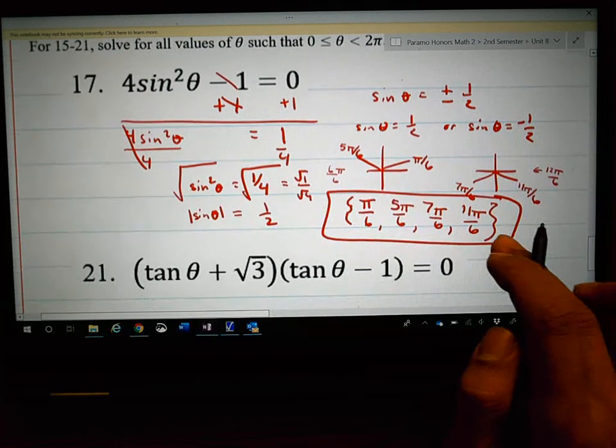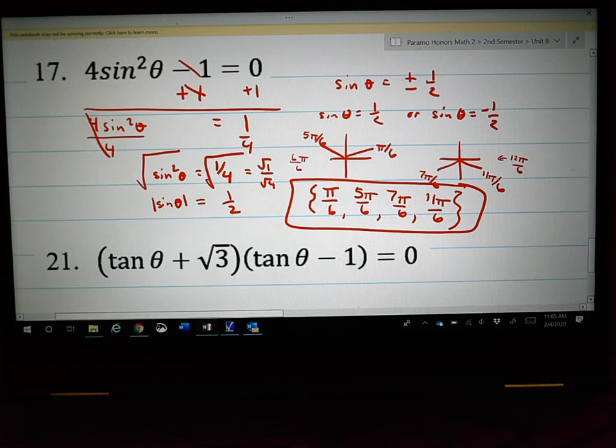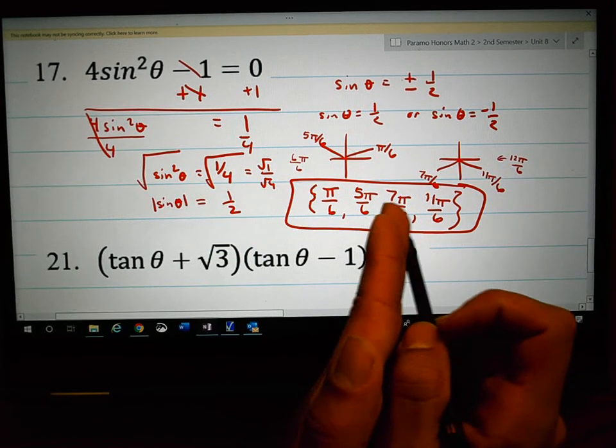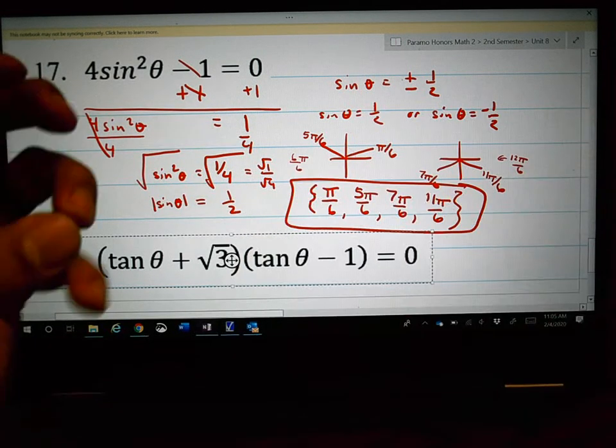Miss Almedo, on the test, would we get docked points if we don't put them in the brackets? No, I would not dock you. I prefer it this way. It's the correct mathematical way to write your answer. What you're telling me is the solution is this, or this, or this, or this, or all of them.